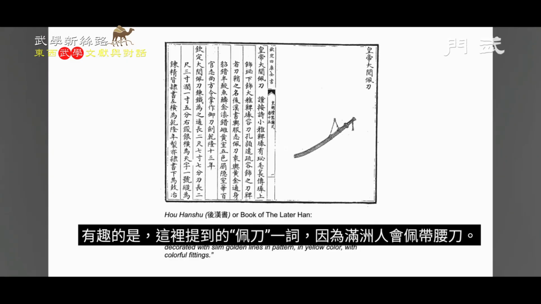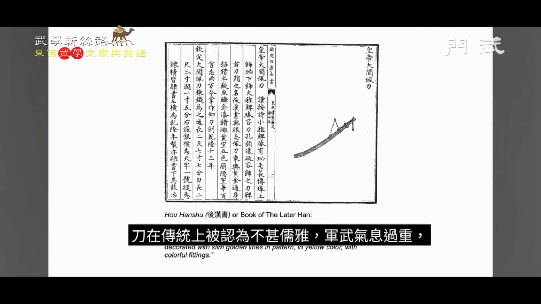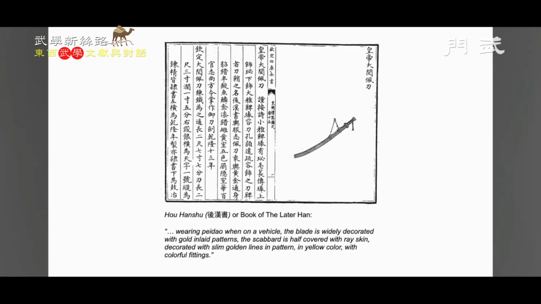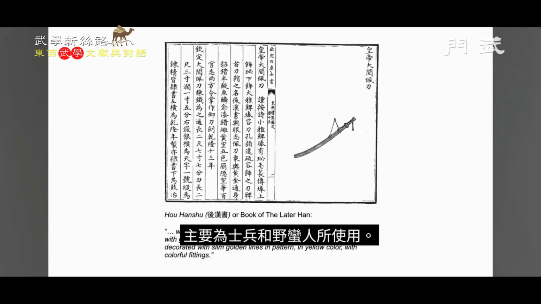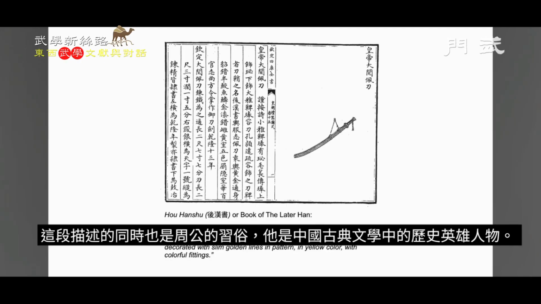What's interesting about this is the word peidao, because Manchus would wear the waist-worn saber, but traditionally the Chinese elite, including their emperors and their higher officials, would always wear the straight sword. The saber would be something a little bit frowned upon, and it was looked down upon as being too martial, too military, and it was a thing for soldiers and for barbarians. So Qianlong must have been very happy to see a reference to a peidao used by someone this early on, and this describes the custom of the Duke of Zhou, who was an historical hero of classic Chinese literature.